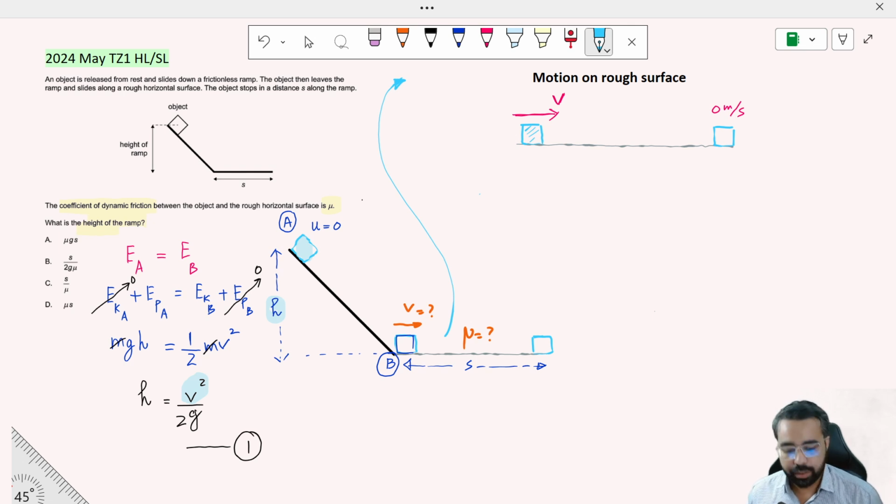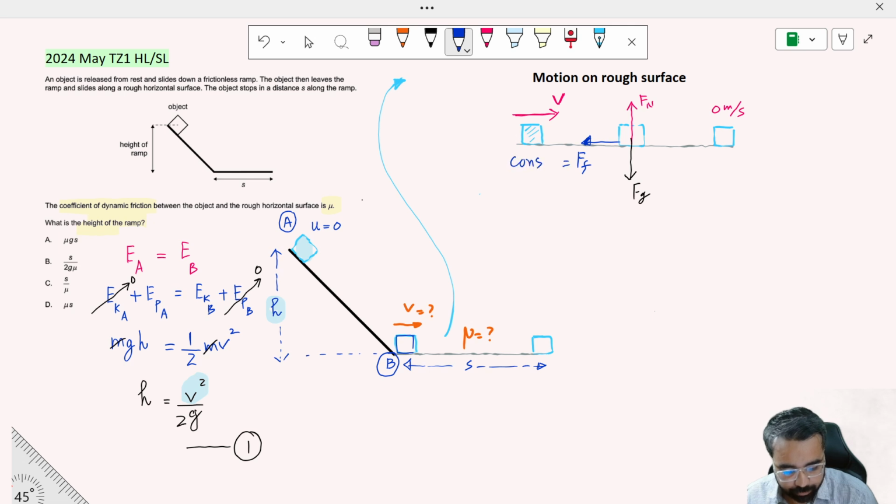Why will it decelerate? Because a constant force is exerted on this block. Because this is a horizontal rough surface, the normal force is equal to the weight of the block, and the only retarding force is the one in this direction, a constant frictional force, which will produce a constant negative acceleration. So you can apply two methods, and any one of them will work very well.